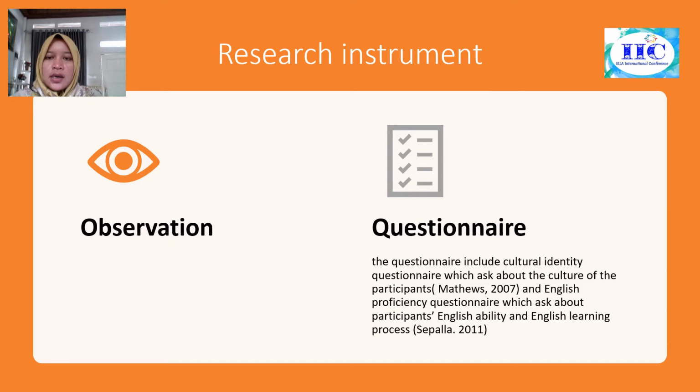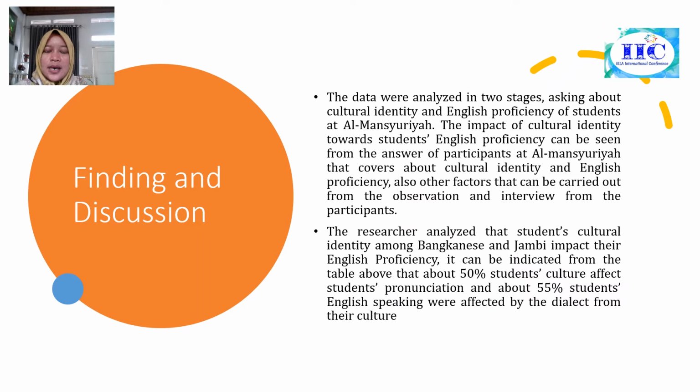For the research instruments, I use two: the first one is observation, and the second one is a questionnaire. The questionnaires include a cultural identity questionnaire, which asks about the cultures of the participants, and an English proficiency questionnaire, which asks about the participants' ability in English. Okay, so here are the research instruments, and now the findings and the discussion.